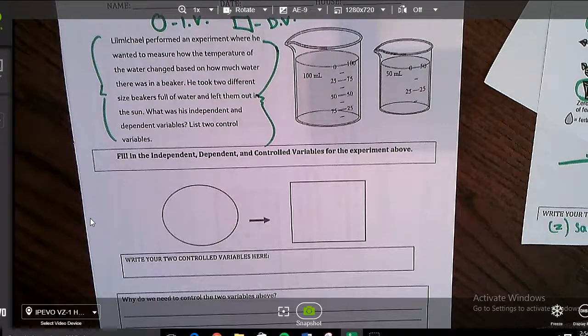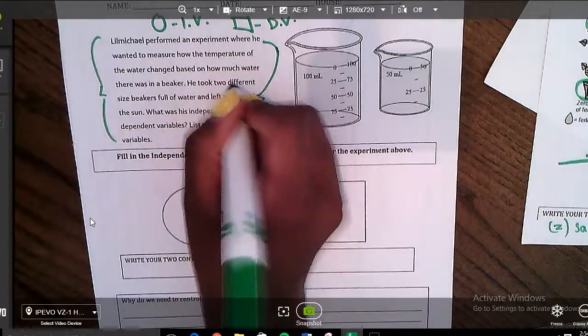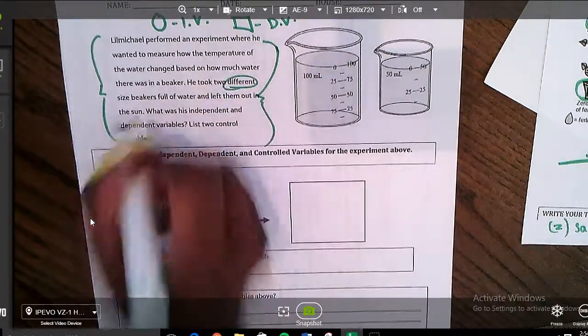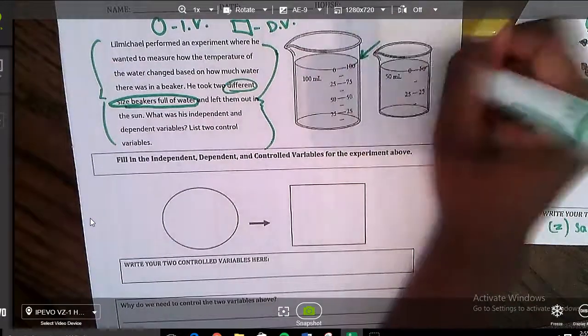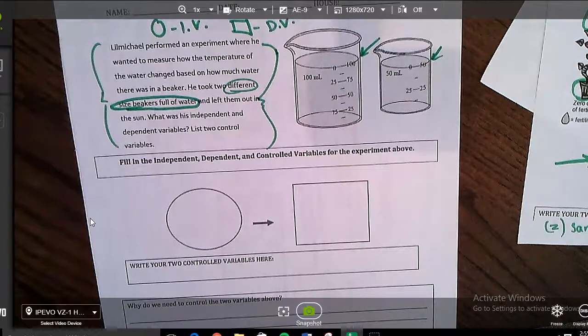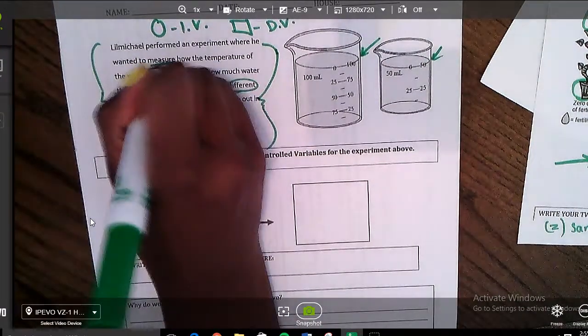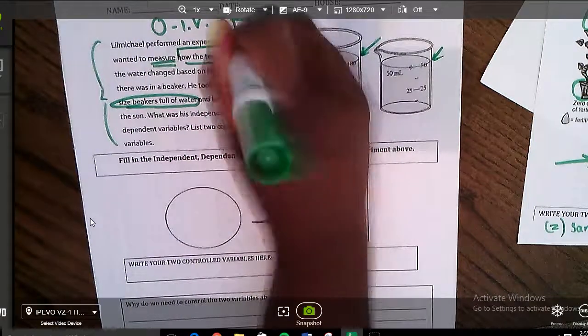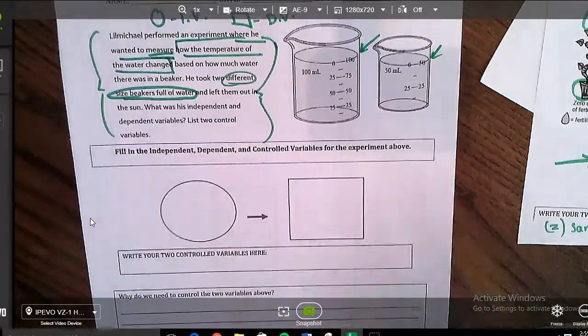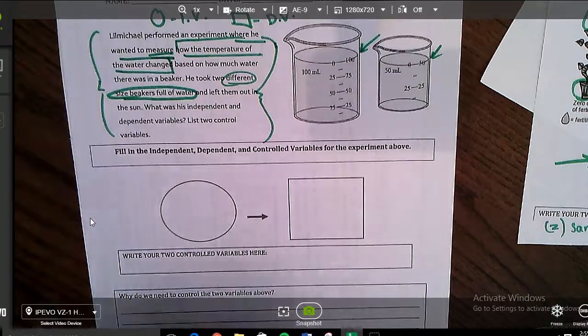Awesome. So if I'm looking here, what we changed on purpose, it says, and our keyword is different. So different size beakers full of water, which means that we're going to have different amounts of water. And he's measuring, and it even gives us the hint because it says measure the temperature of the water change. So we're measuring the temperature.